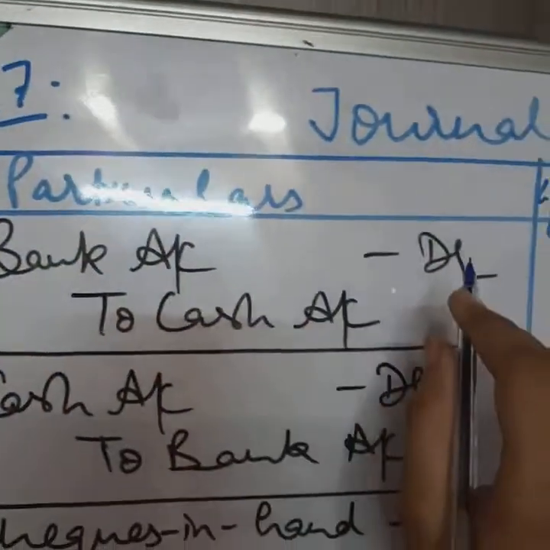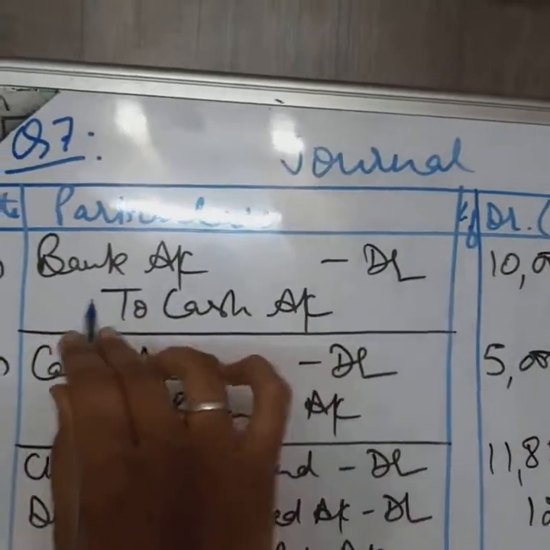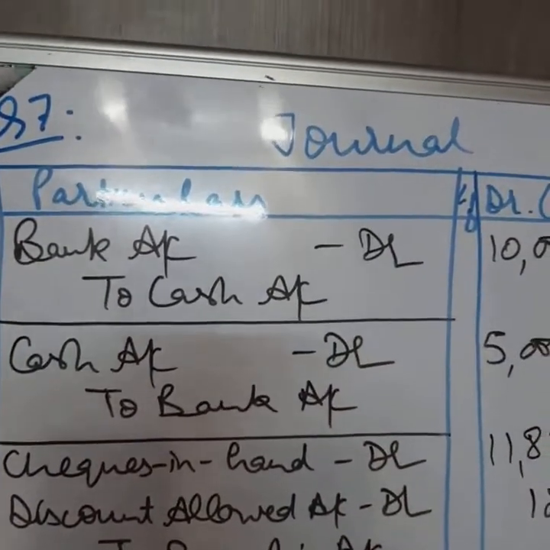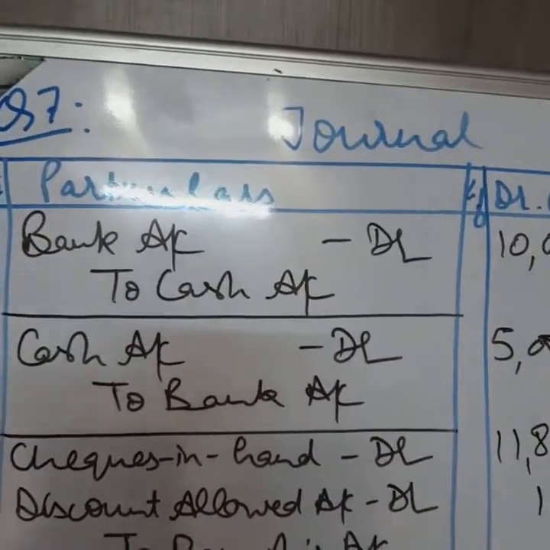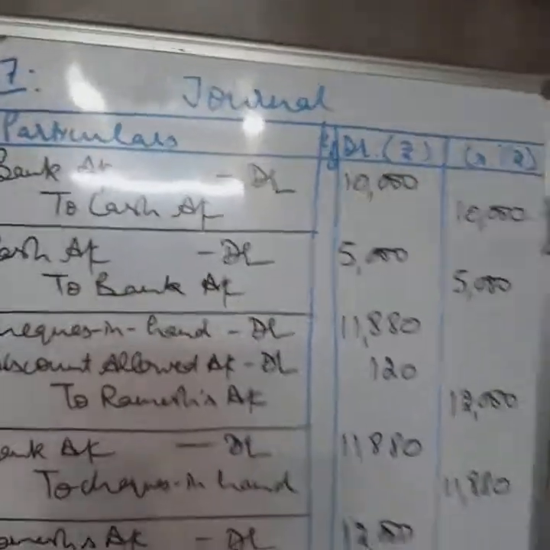So, in our bank account, its balance is increasing, so it will be debited with 10,000, and cash is going out of our business, it is reducing, so applying the rule we will credit the cash account. So entry will become bank account debited to cash account.